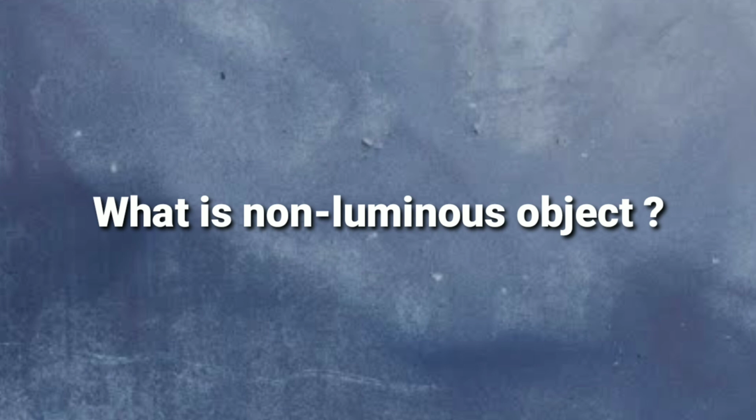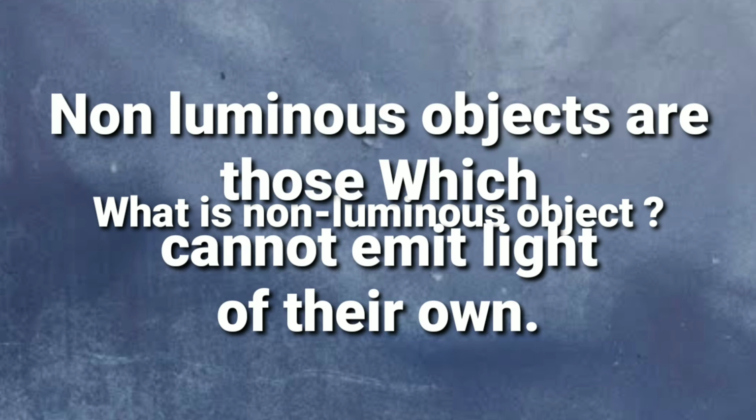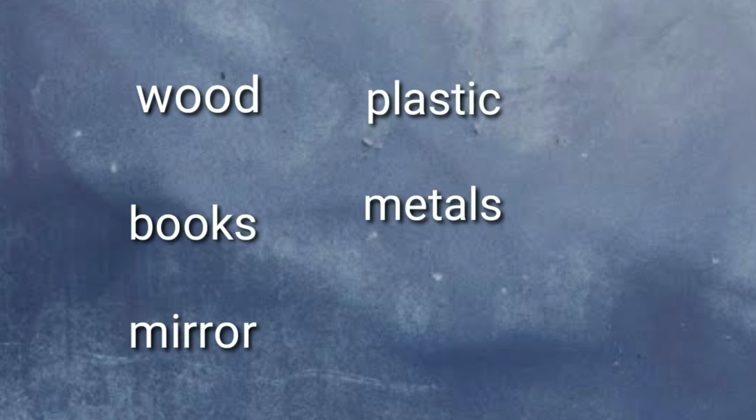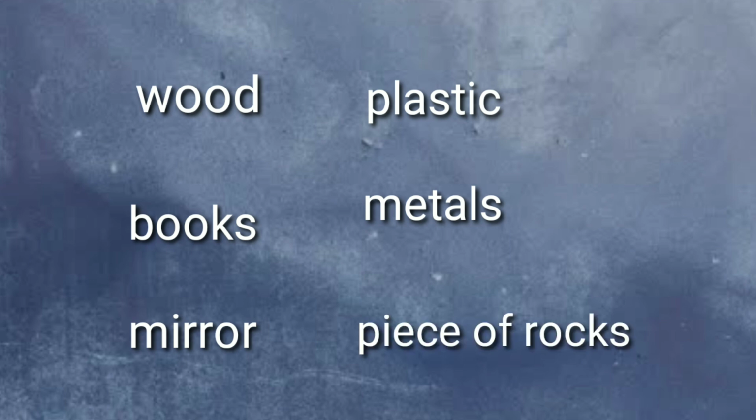And what is a non-luminous object? Objects that do not emit their own light are called non-luminous objects. As for example, wood, books, mirror, plastic, metals, piece of rock, these are all non-luminous objects. And we can see the non-luminous objects only in presence of light. Only light can make them visible.